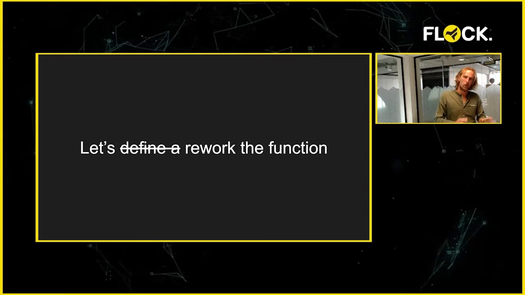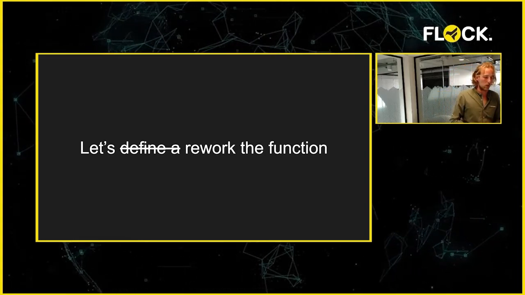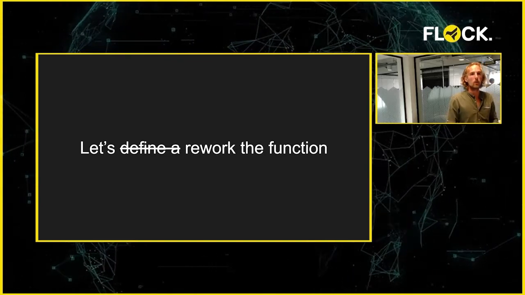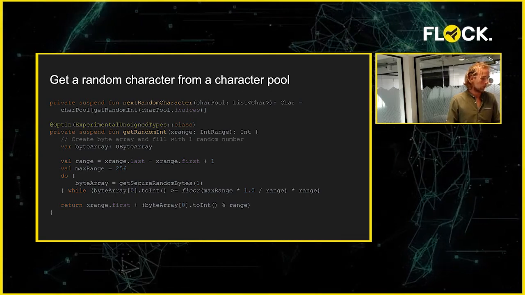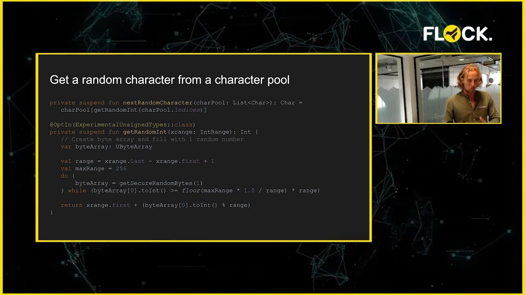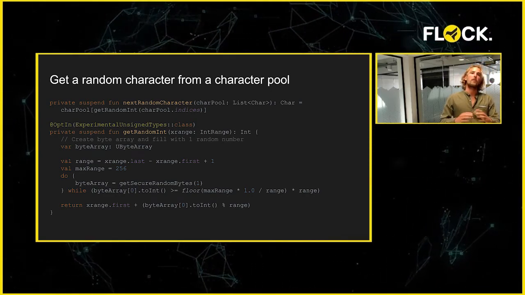Knowing that, we're going to rework the function a little bit, and then we're going to see where we need to find a hook to the platforms, because of course we need to do some platform-specific work here as well. So we're going to focus on getting a random character from that character pool.